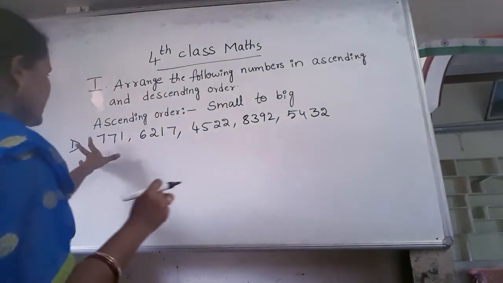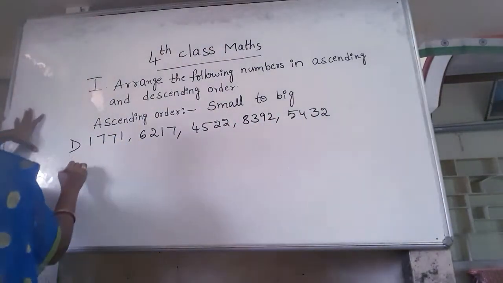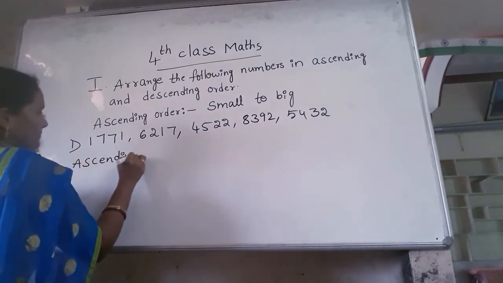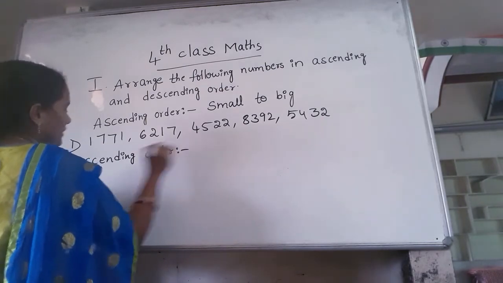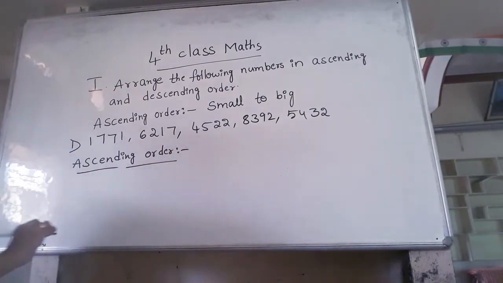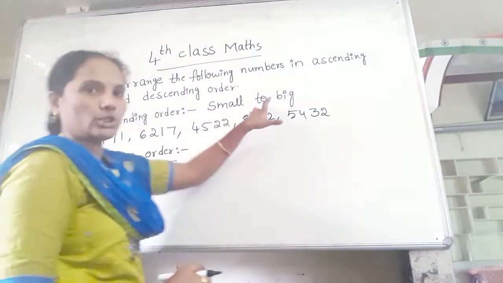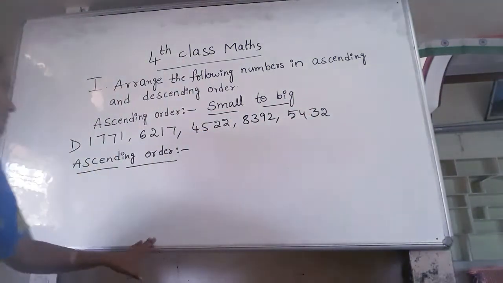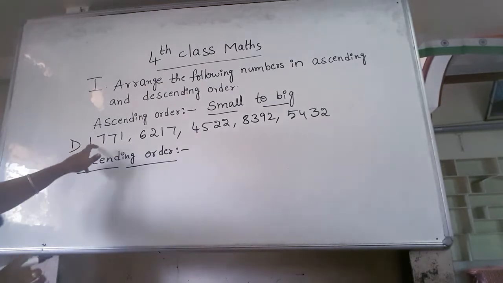Now, first here are some numbers. First write in ascending order. Okay, children? Now, ascending order means small to big, small number to big numbers. Here are some numbers. First one is what?